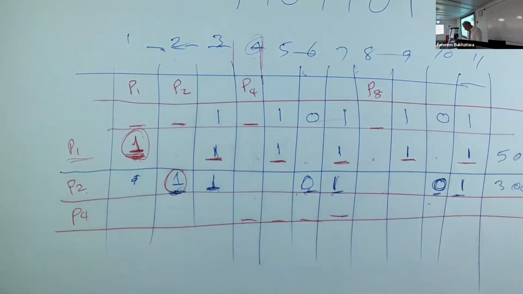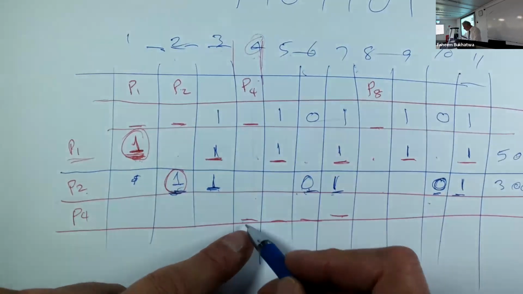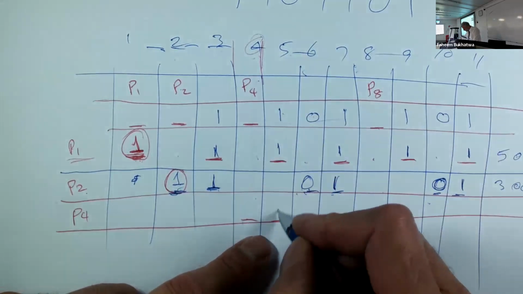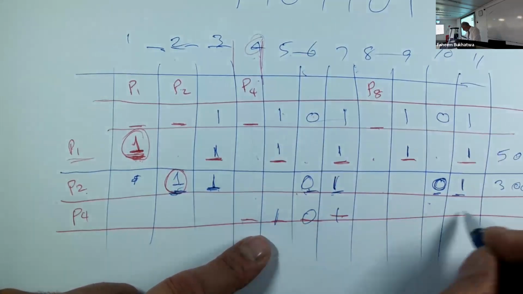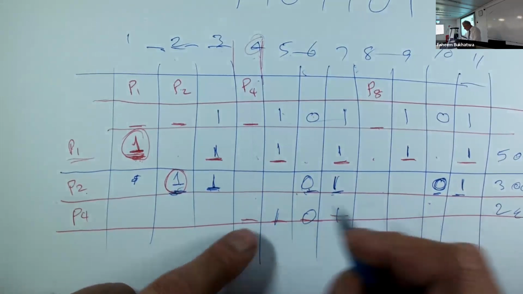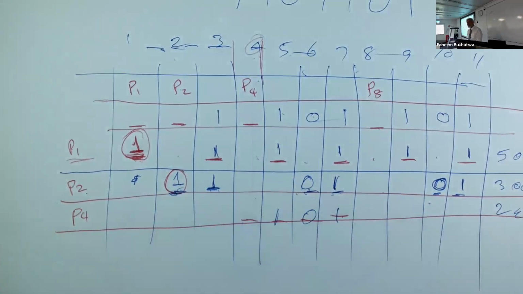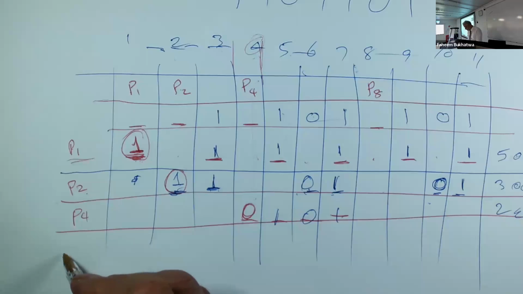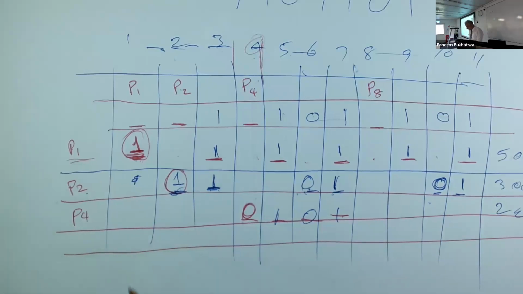So let's fill this. We don't know what parity 4 is, but we have 5, 6, and 7. They're already data, 1, 0, 1. And that's two 1s, which is an even number, so we should add a 0. So this bit 4 should be a 0. All right? Everybody's happy with this? Right, so the next one.